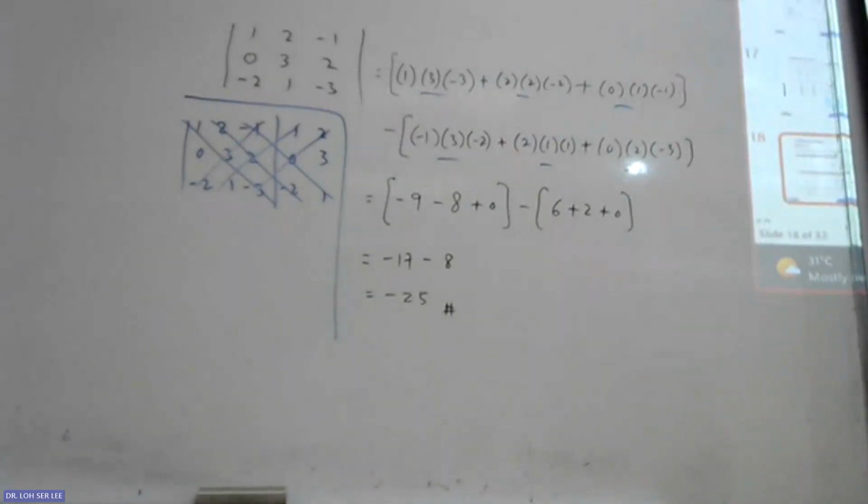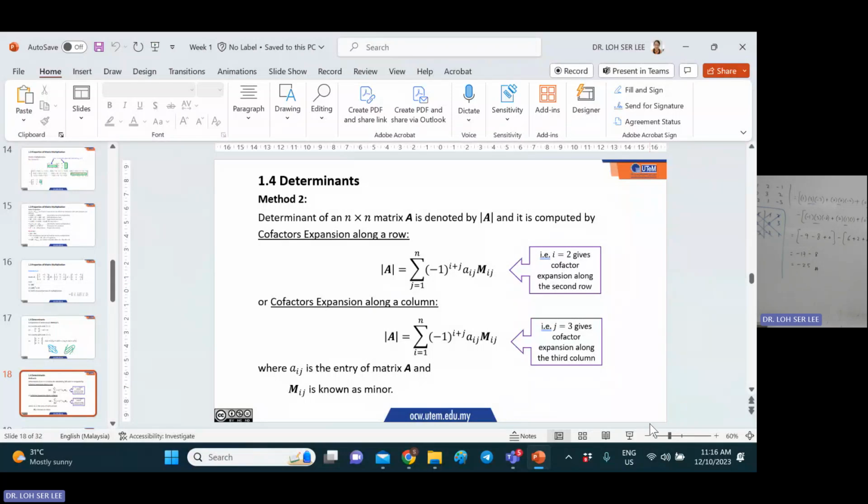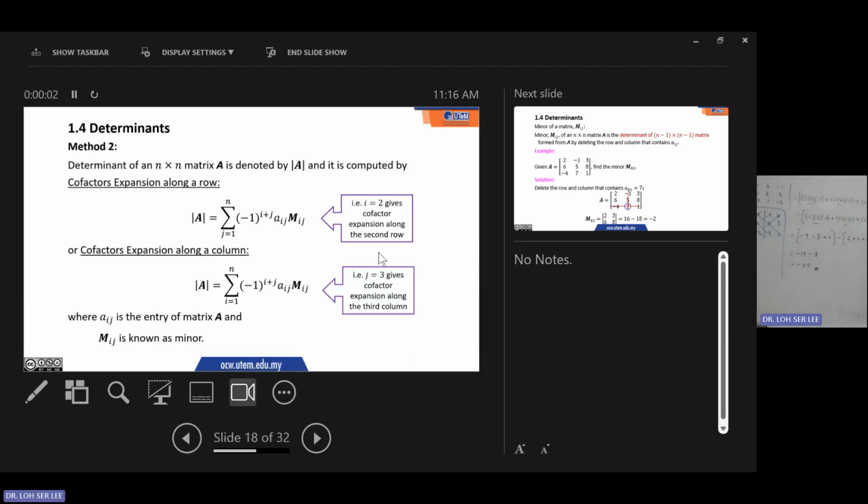Okay, now we continue to the general one. Any questions for this? No. Okay, now we look at this method number 2. Okay, method number 2, this is determinants by using cofactor expansion. Okay, cofactor expansion.